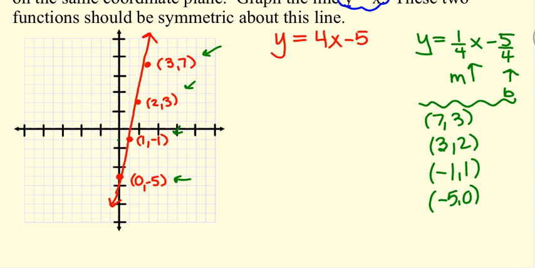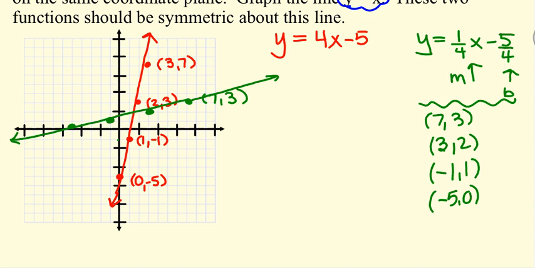So we'll graph those. I'm just going to erase these green arrows. I'm going to show you where I was getting them from. So we're going to go over 7, up 3. So that's the inverse of that top point. The next one is over 3, up 2. The next one is -1, up 1. And then -5, up 0. So now here is our new inverse function in the green.